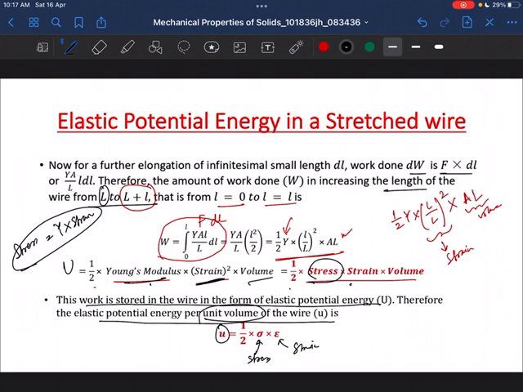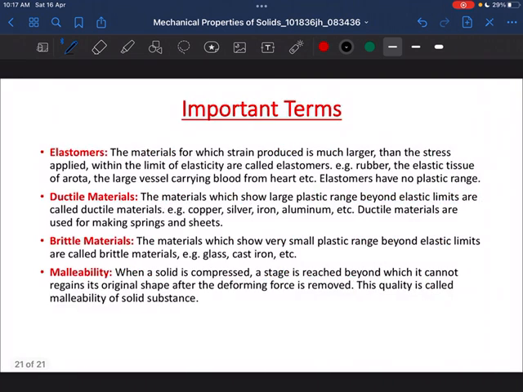Okay, now there are some important terms which you must remember, that is elastomers. Now elastomers are the materials for which strain produced is much larger than the stress applied. तो कम स्ट्रेस में बहुत ज़्यादा स्ट्रेन प्रोड्यूस होगा within the limit of elasticity, are called elastomers. तो इलास्टिसिटी के लिमिट में कम स्ट्रेस में बहुत ज़्यादा स्ट्रेन जनरेट होगा. तो for them the graph of stress versus strain, if you have stress in here and if you have strain in here, the graph will be like this.